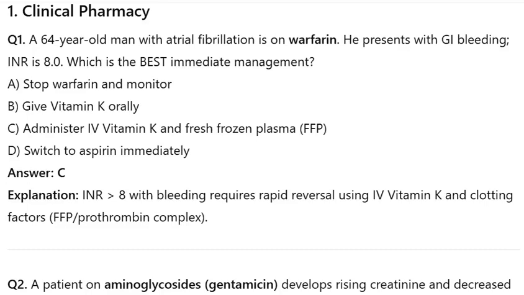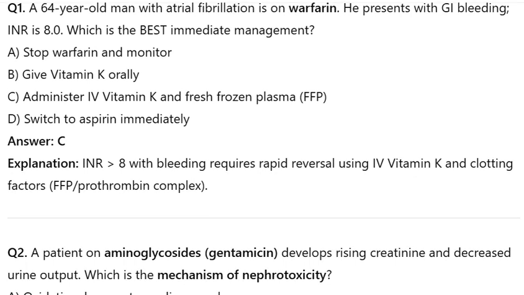INR is 8.0, which is the best immediate management? A. Stop warfarin and monitor. B. Give vitamin K orally. C. Administer IV vitamin K and fresh frozen plasma, FFP. D. Switch to aspirin immediately. Answer C. Explanation. INR 8 with bleeding requires rapid reversal using IV vitamin K and clotting factors, FFP, prothrombin complex.